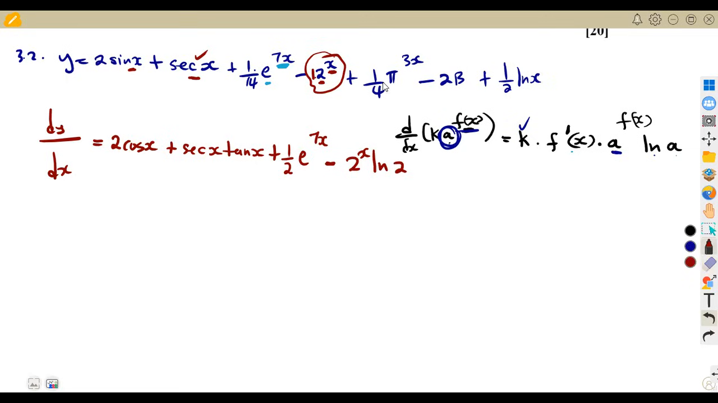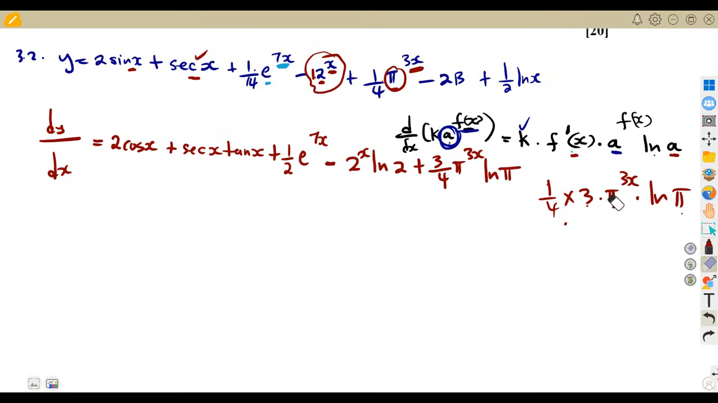All right, let us check on this one. We've got our constant there, which is 1 over 4 times the derivative of f of x, which is the derivative of 3x, that is 3, times a to the exponent of x, that is pi to the exponent of 3x, times the ln of a, which is the ln of pi in this case. Here we're just going to multiply 3 times 1 over 4, which is going to be 3 over 4. Then we've got pi to the exponent of 3x, then the ln of pi. We cannot simplify the ln of pi directly, we just have to leave it like that.